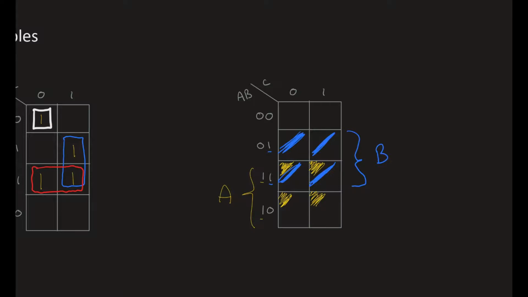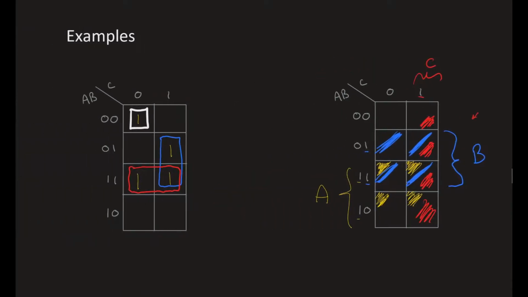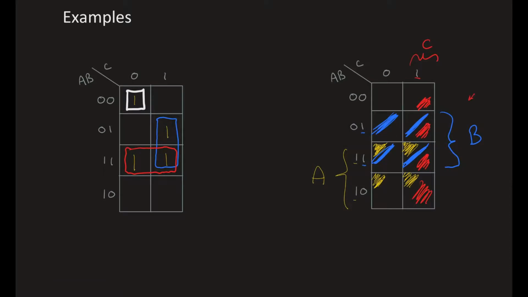C is this column here, because C is always 1 in these boxes. And so that's what we mean by these regions. That's the A region because for all 4 of the boxes, A is 1. This is the B region because for all 4 of those boxes, B is 1. And the right column is the C region because for all 4 of those boxes, C is 1. So now let's go back to our example. As I said, this is the A region.